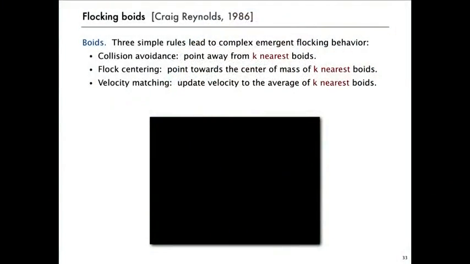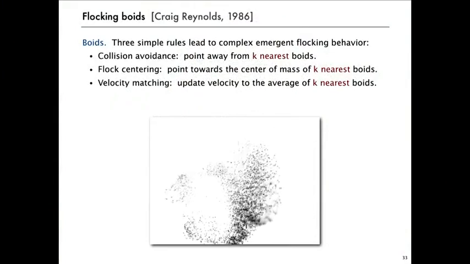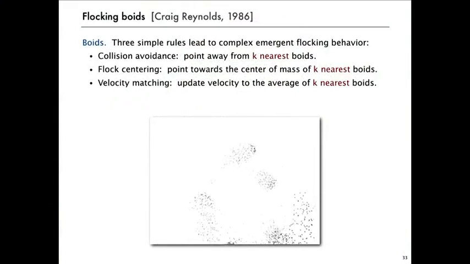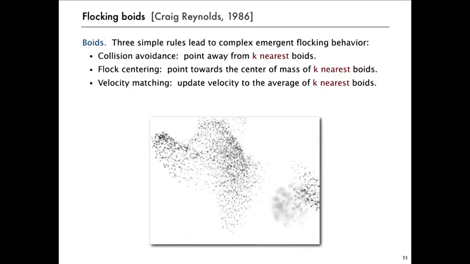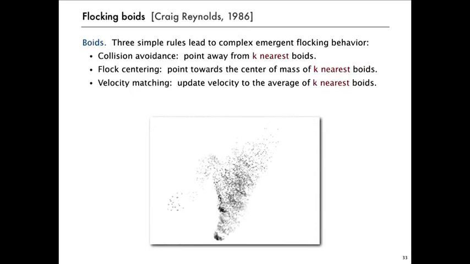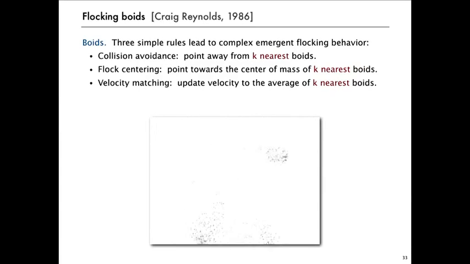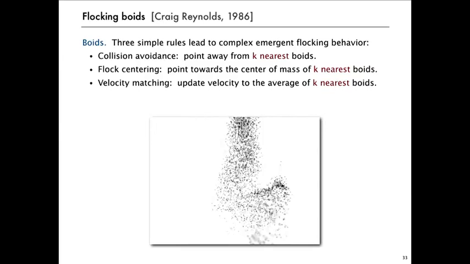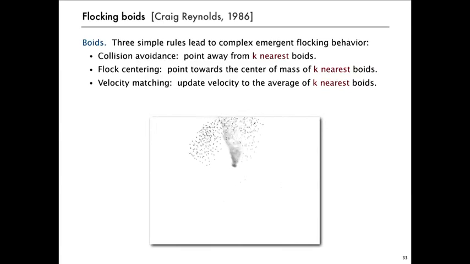So there's a simple model developed by Craig Reynolds a while ago for simulating this situation called the Boids. The idea is to use three simple rules to get something very close to this complex flocking behavior. You have collision avoidance, where you always try to point away from the k nearest Boids. You have centering, where you try to point near the center of mass of the k nearest Boids. And velocity matching, where you update your velocity to the average of the k nearest Boids. And that algorithm works like this.